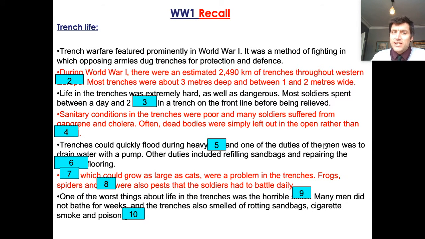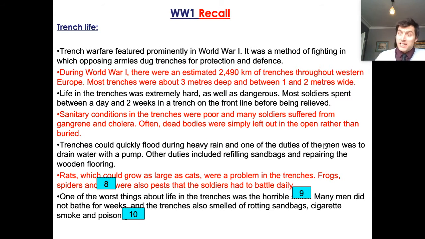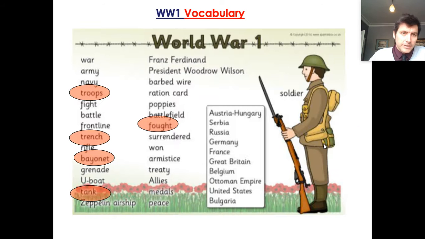What do you think? Let's see how you did. Trenches. Europe was the continent where they were based. 2 weeks in a trench was normally about as long as you had to spend there before you moved away. Rather than being buried, heavy rain, wooden flooring, rats were those animals which were as big as cats, and then lice were the other pests, horrible smell, and the poisonous gas. Let's see how you did. Did anybody get 10? Well done if you did.